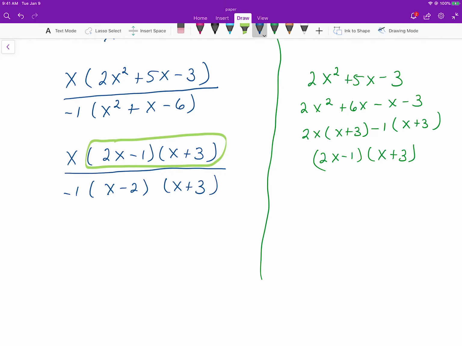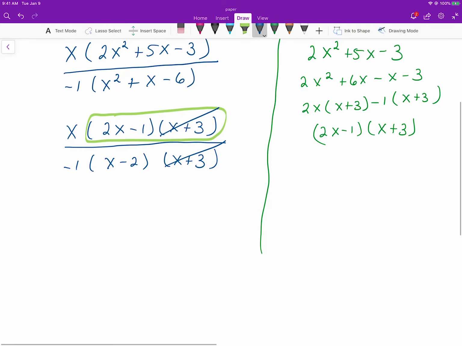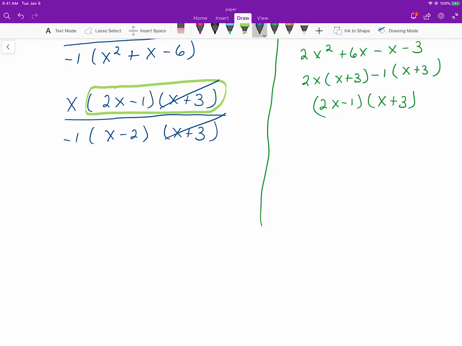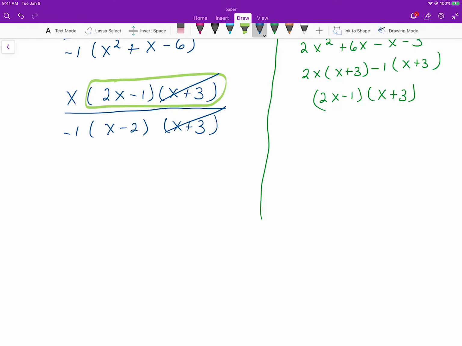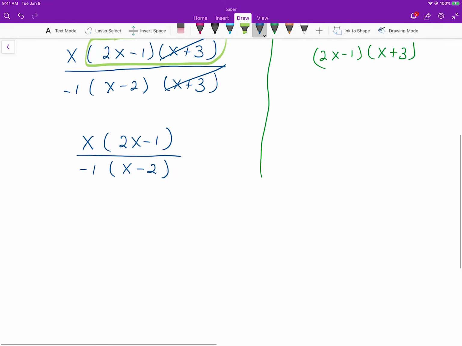Okay, so at this point, we want to see if any factors can cancel out of the numerator and the denominator. We have x plus 3. They have to be exactly the same, because you can only cancel factors out if they're exactly the same like that. And now we are left with x, parentheses, 2x minus 1, and then I have a -1, and then x minus 2. And that's as simplified as I can get.